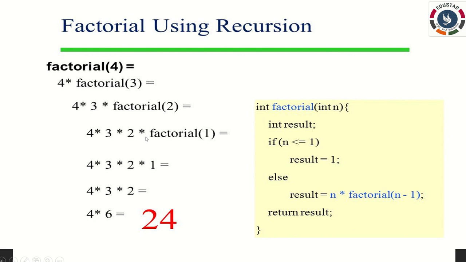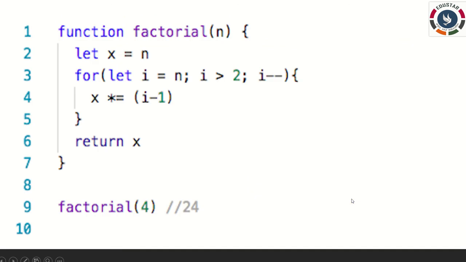The particular statement we want to execute more times. See here I have written this statement: int factorial(int n), and then int result. Here we are checking the condition, if n greater than 1, then result, and inside that statement again I call factorial, and this is a recursive function. And this is the example program.